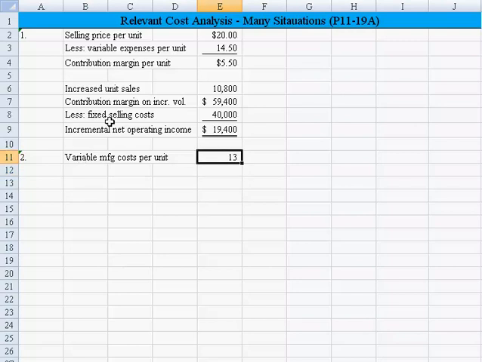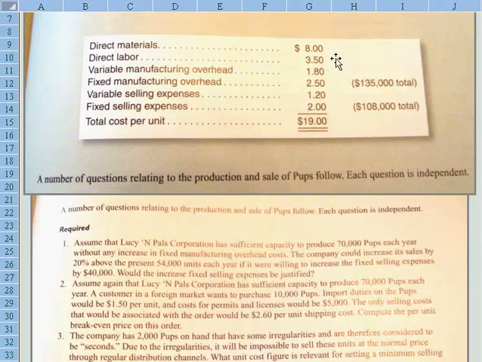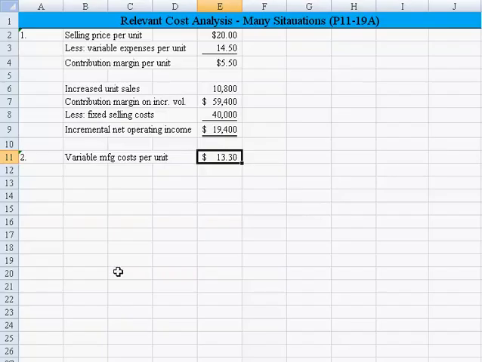Now, let's just confirm that that's the correct variable manufacturing overhead. We just want to identify variable manufacturing overhead at this point. I've got $13.30. Let's slide back, take a look. Direct materials, labor, and variable. Yep, there's our manufacturing overhead.